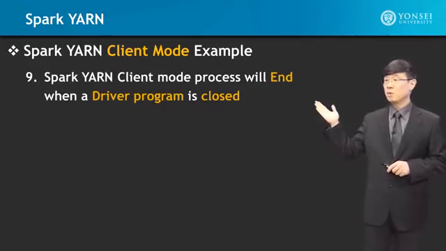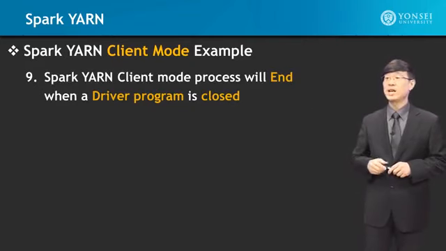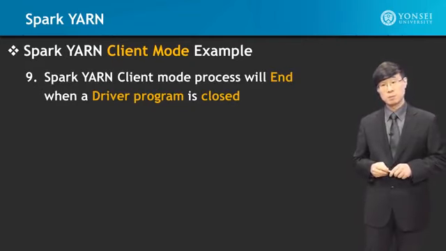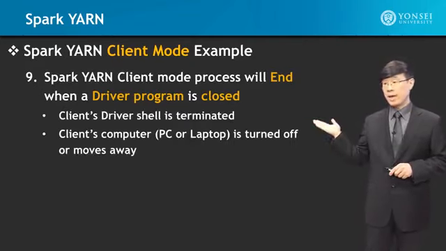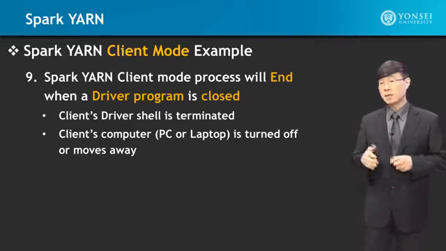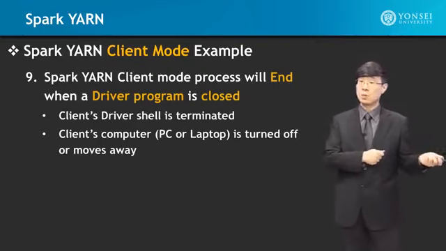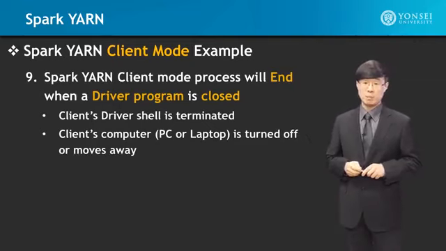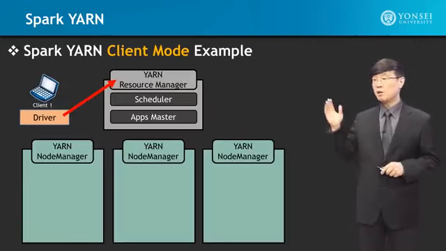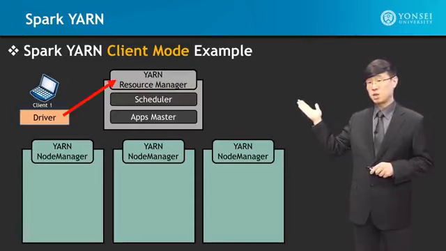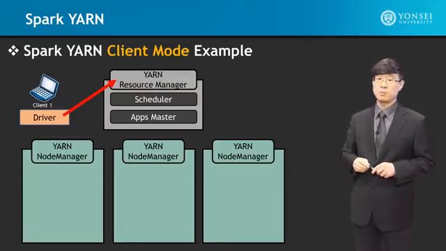Spark Yarn client mode process will end when the driver program is closed. When the client driver shell is terminated, then it will close. Or for another example, where the client just closes its computer and takes it away, then the client mode will be terminated. Now let's check this process in animation through an illustration of procedures.